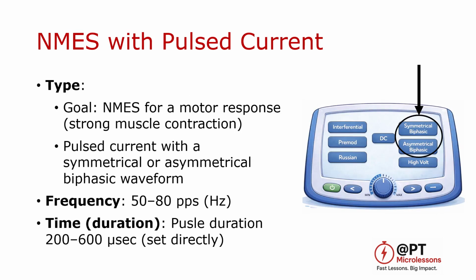Let's look at pulsed current first. Starting with type, the goal is a motor response, meaning a strong visible muscle contraction. And in this case, we are choosing pulsed current. This is where things differ from alternating current. With pulsed current, we can directly set both the frequency and the duration. The frequency is typically set between 50 and 80 pulses per second, which is ideal for force production. The duration is also set directly, usually between 200 and 600 microseconds.